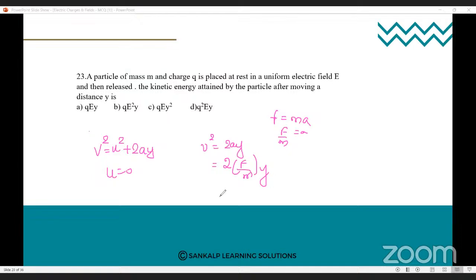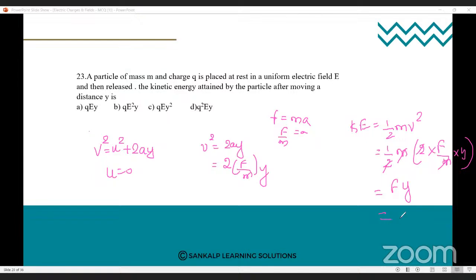So now we are going to substitute that. So v square is 2 into (F by m into y). Next, they are asking you to calculate the kinetic energy. Kinetic energy is equal to half mv square. So 1 by 2, m you keep as it is. The v square value we have already written here: 2 into F by m into y. So 2 will get cancelled, m will get cancelled. What remains is F into y. But according to the electric field definition, if you substitute, you will get the final answer.